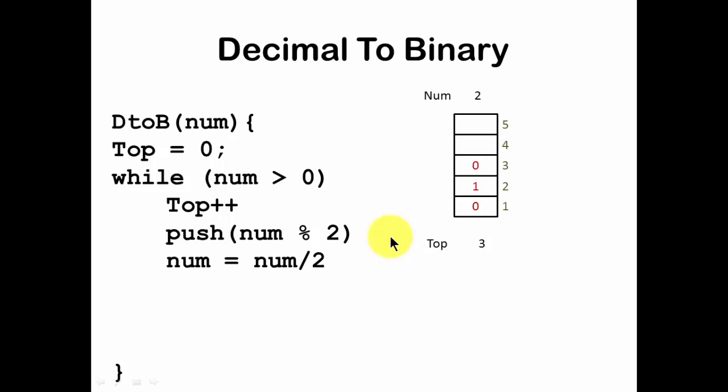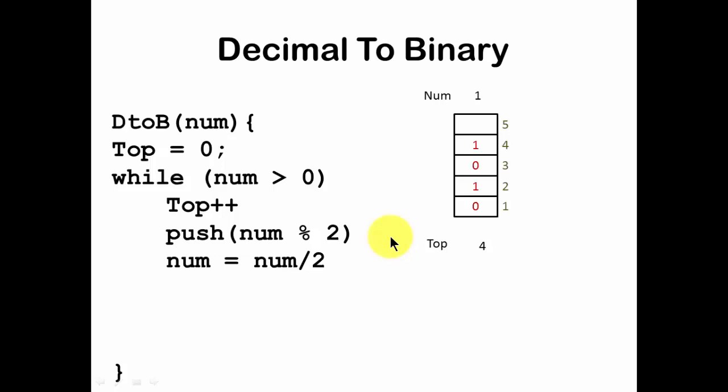And last of all, 2 upon 2 is 1. 1 is still greater than 0. So top moves ahead. It stores 1 mod 2. 1 is divided by 2. So when you divide 1 by 2, 2 goes 0 times and gives you the remainder 1. So 1 will be inserted at the top position. So this way, a stack has been populated.